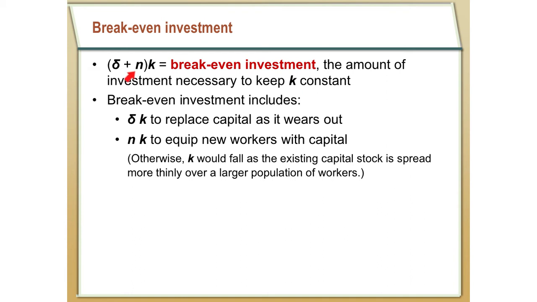So in order to keep the level of capital per worker constant, we have to account for two things now. We need to replace worn out capital in the amount of delta K, and we have to produce enough capital to equip the new workers with capital in the amount of n times K. So if we were to distribute this, K times delta plus n, that's exactly what we have here, these two terms. So if we didn't replace these two things, then the capital stock would be spread over a larger population, and so the value of capital per worker would be decreasing.